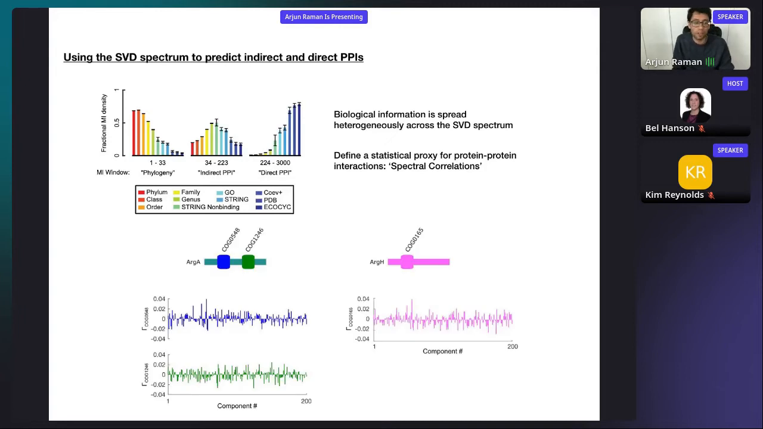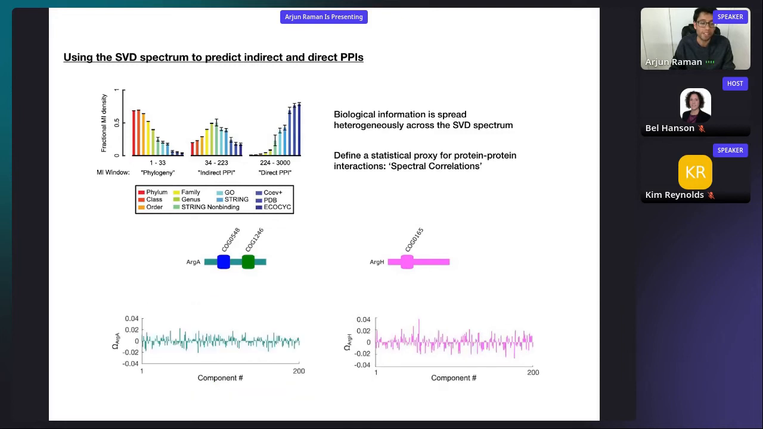Here I'm showing you an example of two proteins, ARG-A and ARG-H. You should know from the names that both of these are functionally implicated with each other. They're both involved with arginine biosynthesis, and they are comprised of the following OGG structures: COG 0548 and 1246 for ARG-A, and COG 0165 for ARG-H. So the way that we computed protein-protein, quote, spectral correlations is the following. Each OGG projects along the components of the SVD spectrum to a certain degree. So what we're showing here is the profile of the projections of each of these COGs onto components 1 to 200. And you can view this as sort of like a projection profile of a particular COG.